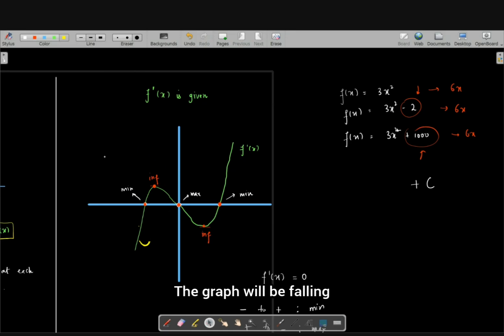The graph will be falling and it will take its minimum value at this point. Then at the point of maxima, you can draw it like this. f will take its maximum value at this point. Then again, it will start falling. Here it's a point of inflection. And then here again, we have a minimum. So it could be like this. Okay, so now we can draw it.